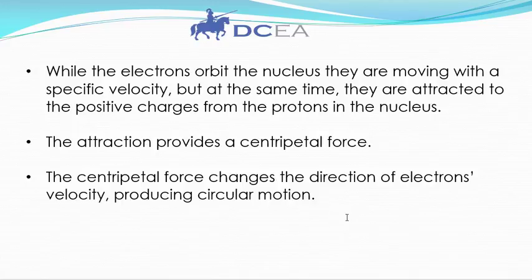While the electrons orbit the nucleus, they're moving with a specific velocity, but at the same time, they're attracted to the positive charges from the protons in the nucleus. This should sound familiar because we talked before about attractions and how that attraction provides a centripetal force. So the centripetal force changes the direction of the electron's velocity. Without that force, those electrons would just fly off, rather than producing circular motion. So the electrical attraction between the protons and the electrons allows the electrons to travel around the nucleus in an orbit.